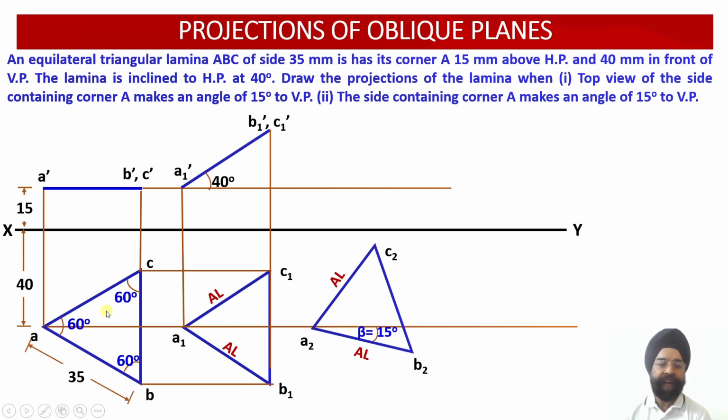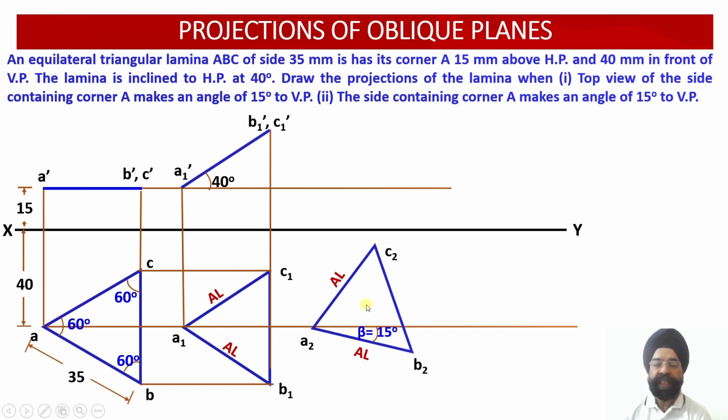So step number 1 was the true shape. Step number 2 was the edge view. Step number 3 was the rotation or translation of the edge view. Step number 4 is the corresponding view. Step number 5 is again the rotation or translation of the plan projection view. Now we have been able to obtain the top view of this oblique lamina.